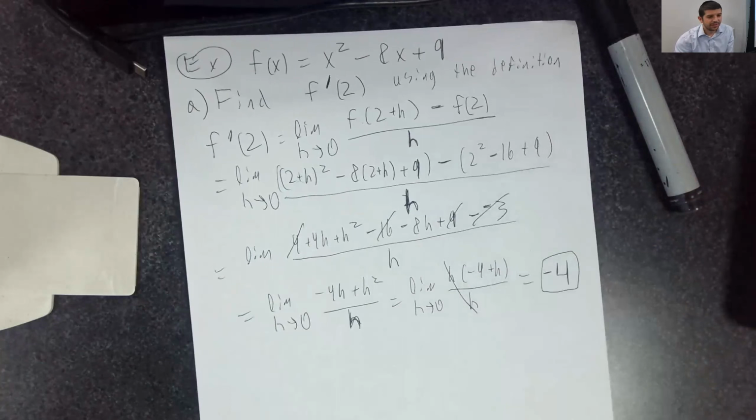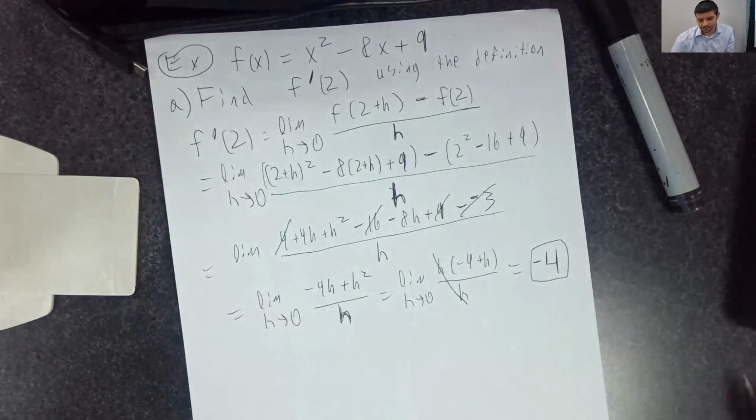Does that make sense, guys? You see how we're doing that? Make sure you're not messing up on the pre-calc step. You want to plug in 2 plus h correctly, and then you'll have foiling to do. Each one of these will have some algebra.